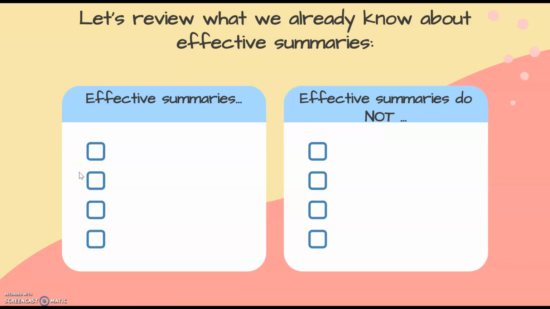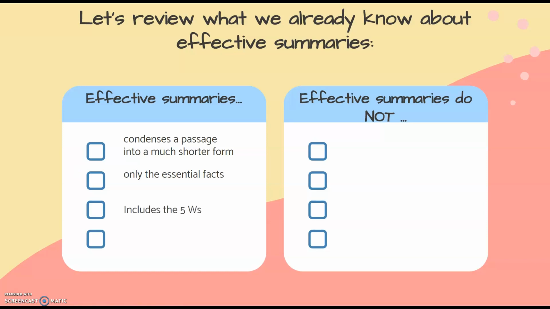So we're going to review what we already know about effective summaries. An effective summary condenses a whole passage into a much shorter form. It only uses essential facts. It includes the 5 W's, which Miss French taught you about when we were in school, and I'm going to review today. And it includes the central ideas of the entire text.